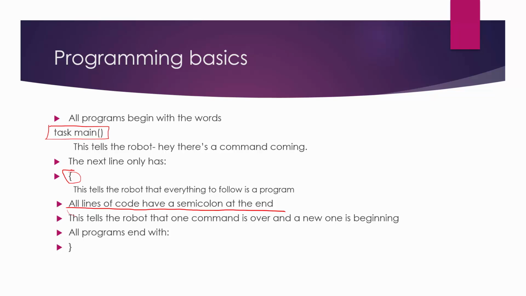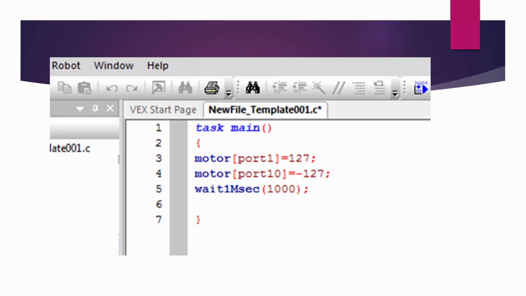And then when you're done writing all of the commands for this particular program, you're going to have a closed end squiggly bracket. Again, it's right next to the other one. You will have to push Shift to get the squiggly part. So those are the basic frameworks or structures all programs will have.